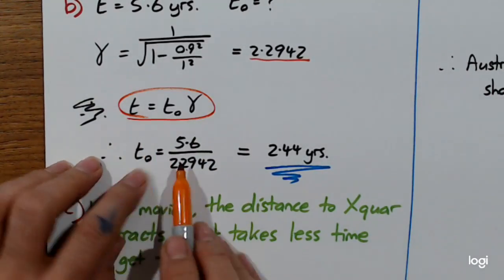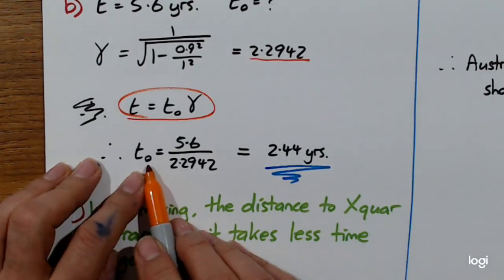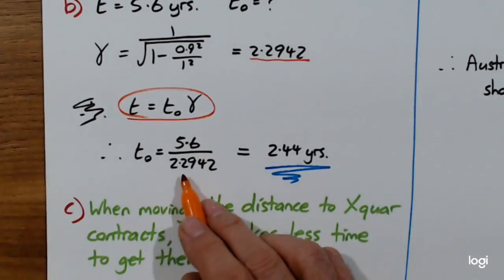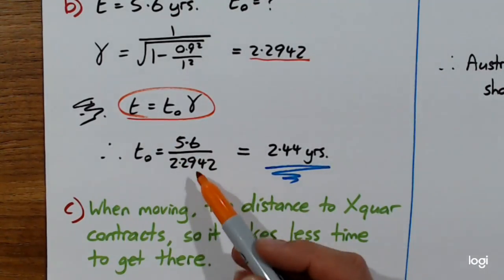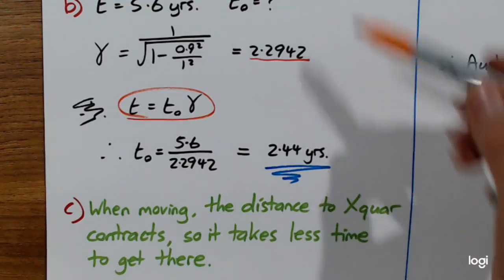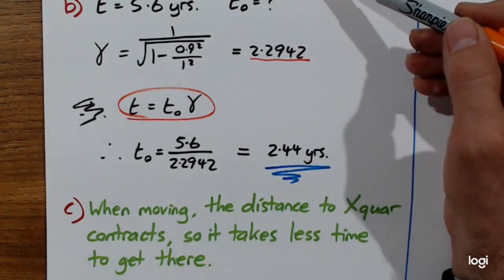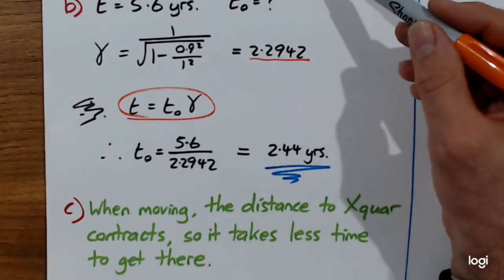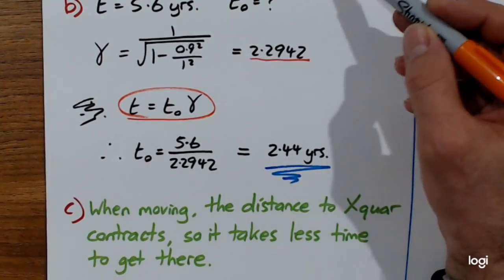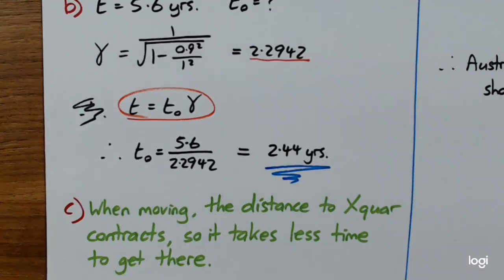That's the formula rearranged like this. T0, the proper time, the time on board, is 5.6 divided by 2.2942. And again, if you get confused as to what's what, you knew that this answer had to be less than 5.6, right? Because as soon as something starts going fast, time goes slower. So it's going to take you 5.6 years to watch 2.44 years go by. That's going slower.